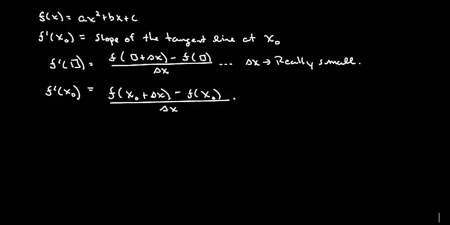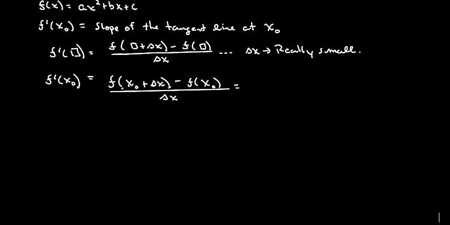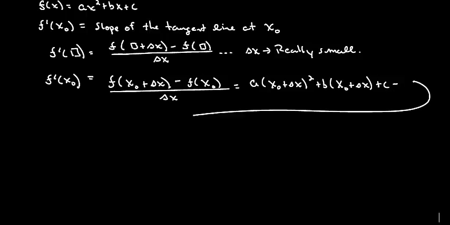Okay. So now we need to actually plug in x sub naught plus delta x into the original function. So that's going to be a times x naught plus delta x squared plus b times x naught plus delta x plus c. That's this first guy right here. And then we need to subtract off f at x naught. I'm getting a little tight over here, so I'm going to recopy this down here.